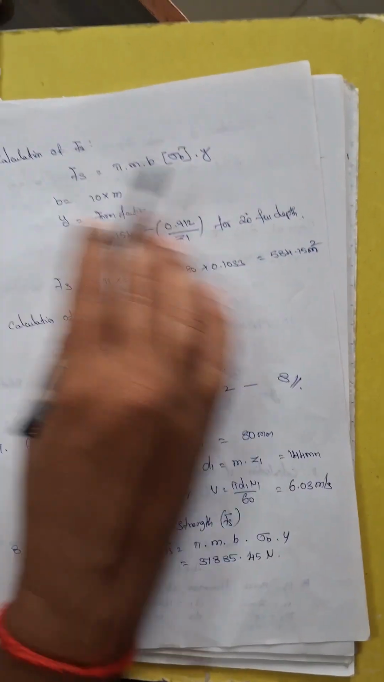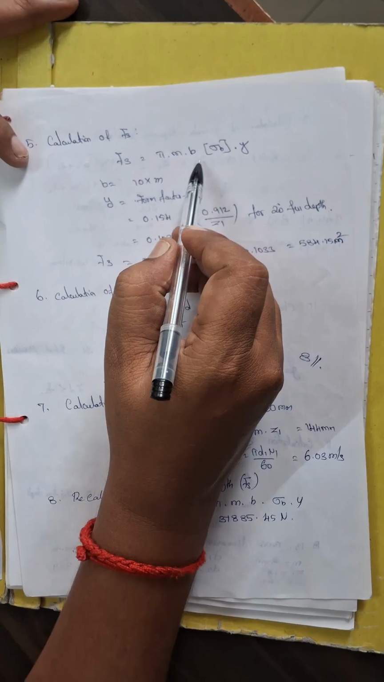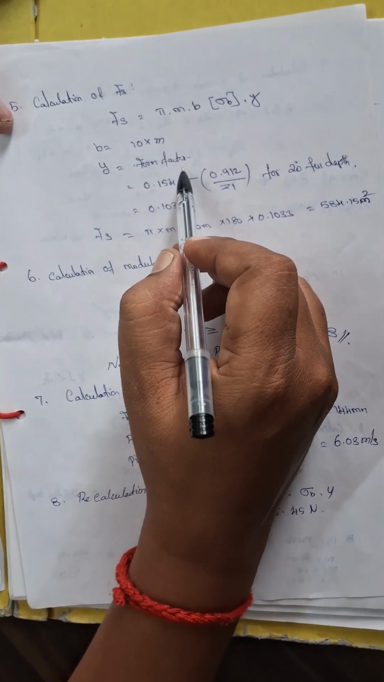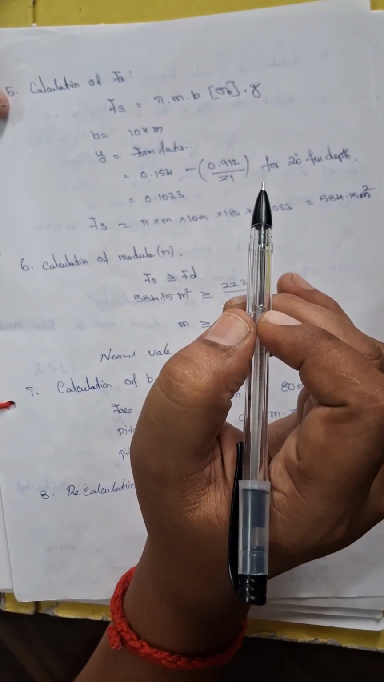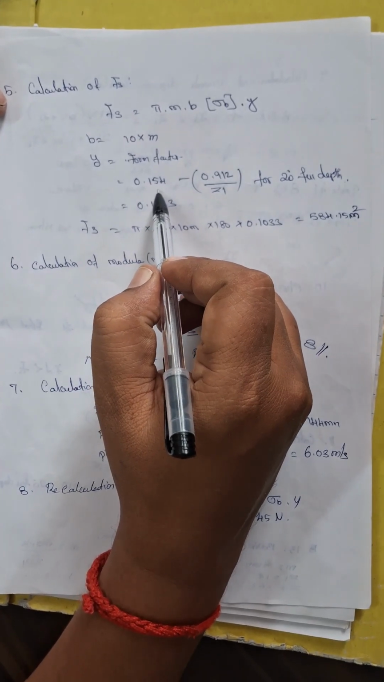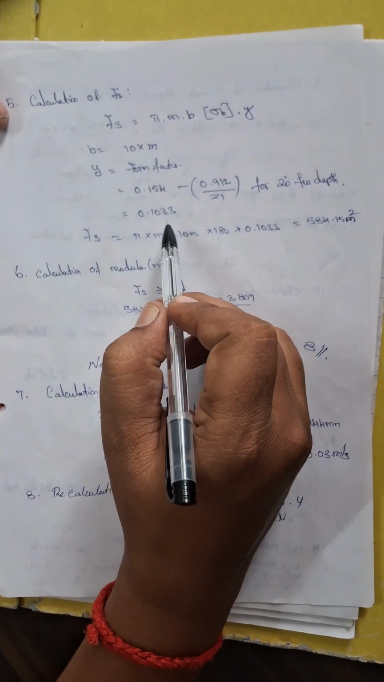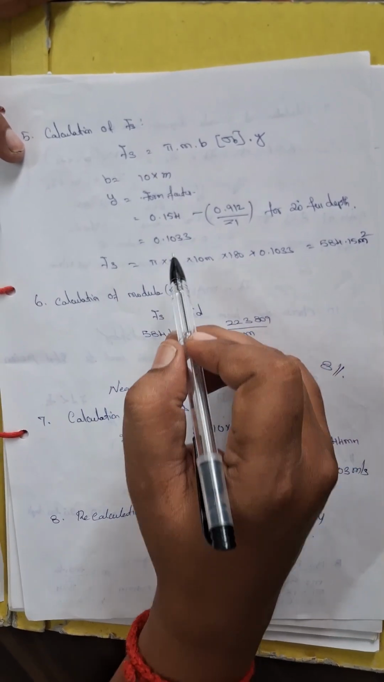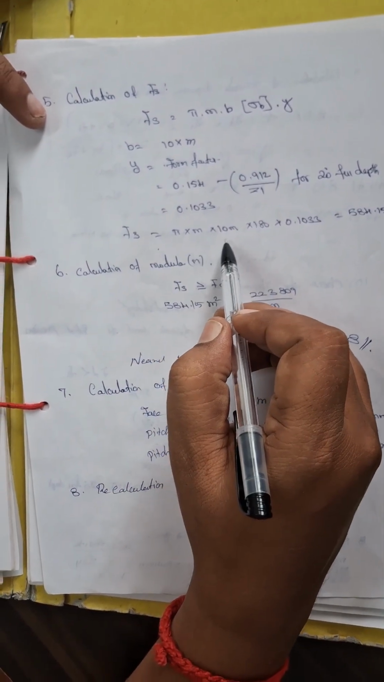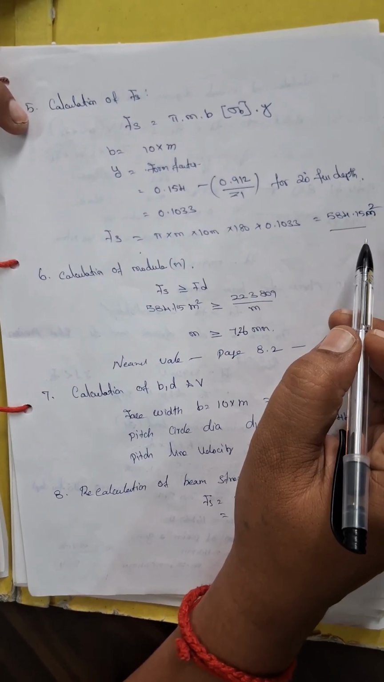Then we have to find the static force, the beam strength. Fs is equal to pi m b sigma b into y, b equal to 10m, y is the form factor from the data book for 20 degree full depth, y equal to 0.154 minus 0.912 divided by Z1. Then by calculation we find the value 0.1033. Fs is equal to pi into m into 10 m into 180 into 0.1033. The final value is 583.15 m square.